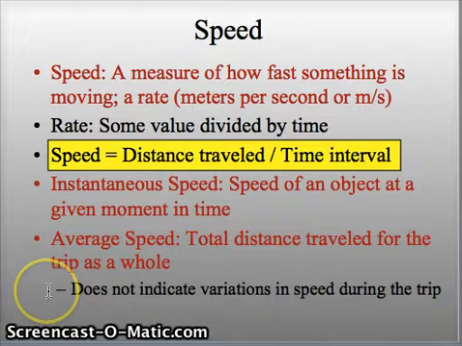The only thing about average speed is that it doesn't indicate any variations in speed during the entire trip. Generally speaking, it's slower than the highest speed, but not as slow as the lowest speed.